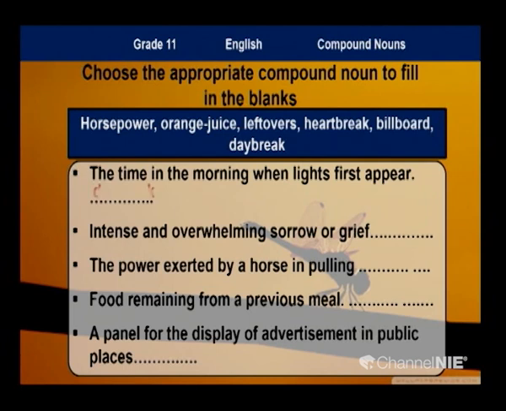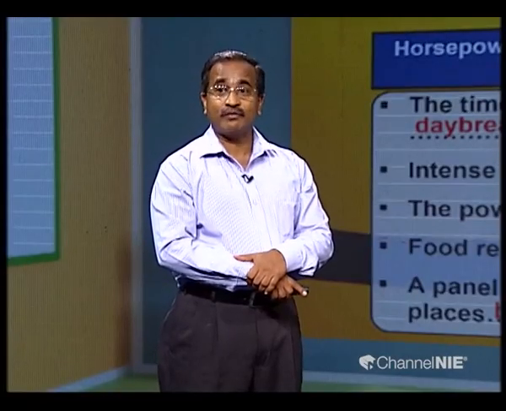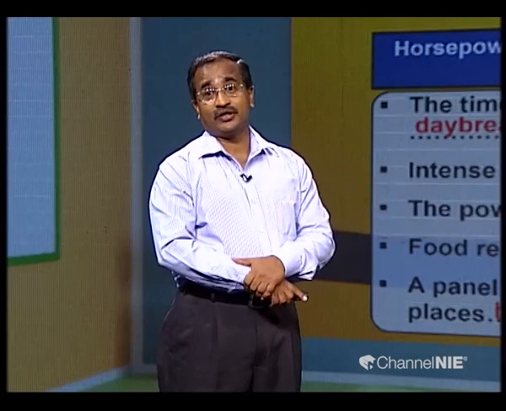The first one, the time in the morning when light first appears, that is daybreak. Next, intense and overwhelming sorrow or grief, heartbreak. The power exerted by a horse in pulling, horsepower. Correct. Food remaining from a previous meal, leftovers. Next, a panel for the display of advertisements in public places is called a billboard. Yes, when you go along the road, you can see a lot of billboards on either side of the road.